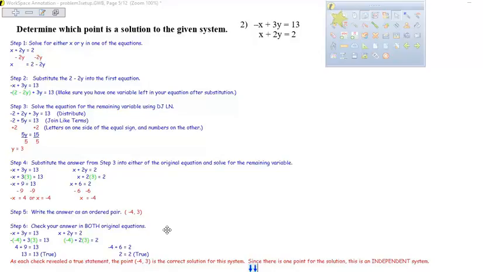Then the last step that we really have to do is to check our answer, our x and y values in both original equations. And I am showing that here. Here's the first equation. I got a true statement because 13 equals 13. And then also in my second equation, things just won't line up for me in this program. Sorry about that. So the steps are a little scattered. But I also get a true statement here. So as each check revealed a true statement, the point negative 4, 3 is the correct solution for the system. And since there is one point for the solution, then we call this an independent system.